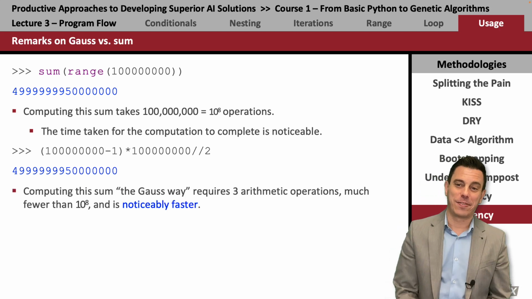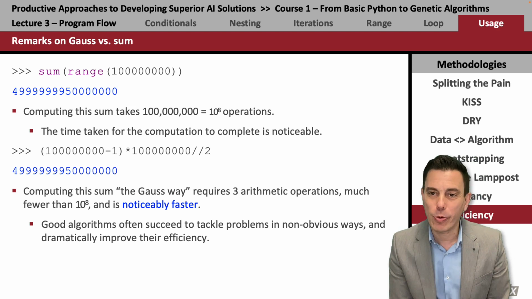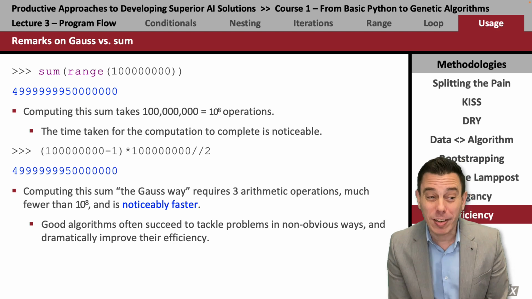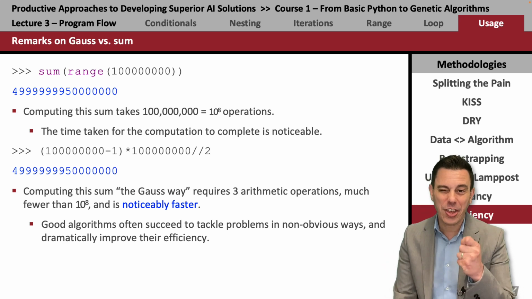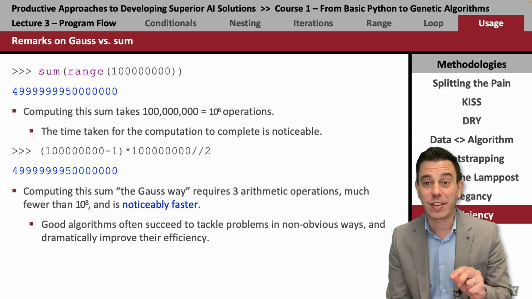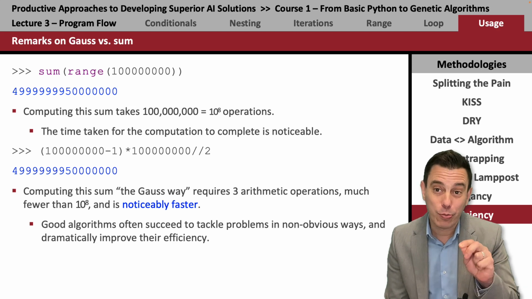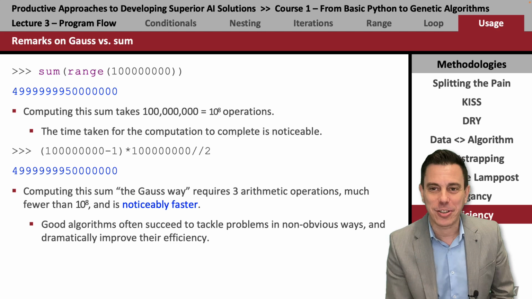And this is our lesson. Good algorithms often succeed to tackle problems in non-obvious ways, and by that dramatically improve their efficiency. This thinking how to do things efficiently is a core competence of good programmers. One of the reasons why I like this subject so much.